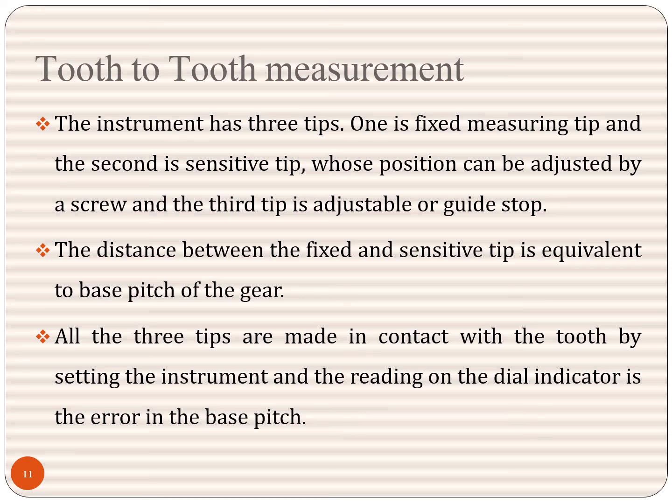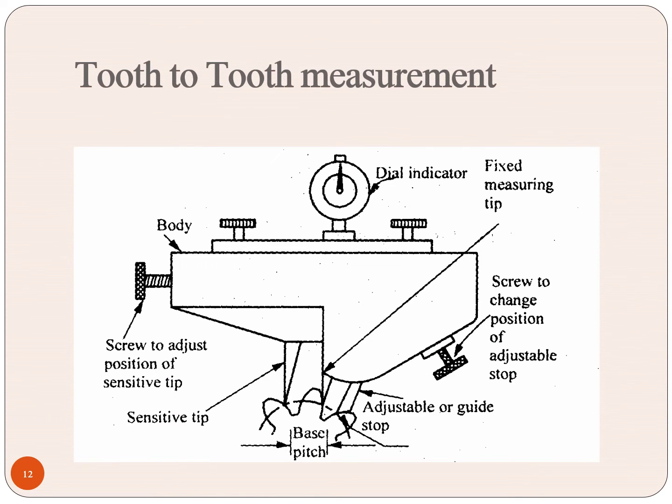The instrument has three tips. One is a fixed measuring tip, the second one is a sensitive tip, whose position can be adjusted by a screw, and the third tip is an adjustable or guide stop. The distance between the fixed and sensitive tip is equal to the base pitch of the gear. All three tips are made to contact the tooth by setting the instrument, and the reading on the dial indicator is the error in the base pitch. Now look at this.